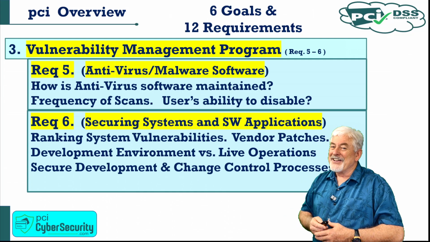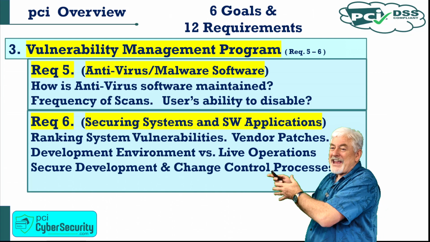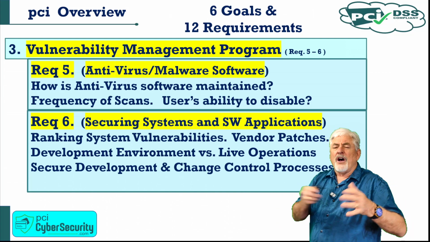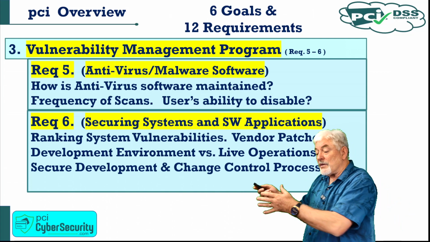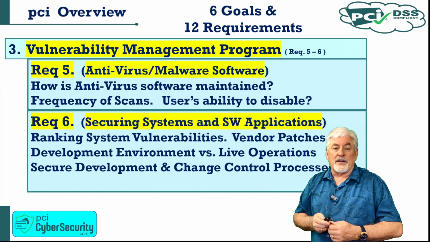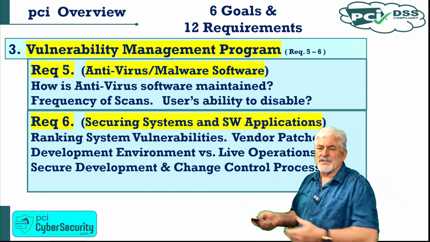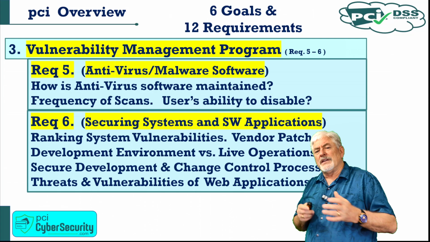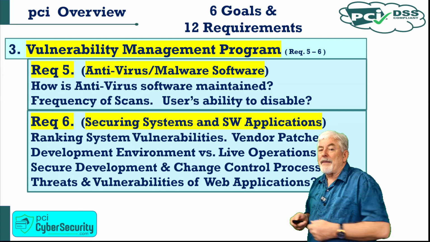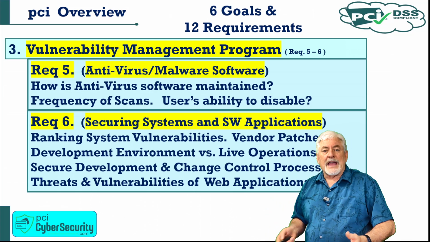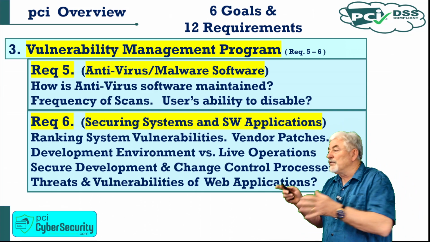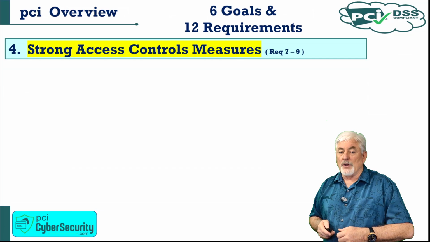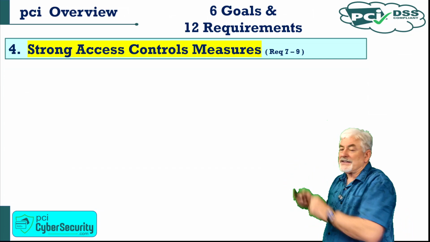I don't think so. So there have to be real change control processes for all of the applications that you're playing with. And all of what I'm saying about developers also holds true with software that you've bought off the shelf. So you have to update patches and things of that nature. And that's what we're going to talk about in requirement 6. So again, threats and vulnerabilities of web applications is another thing we're going to be looking at under requirement 6, a vulnerability management program.